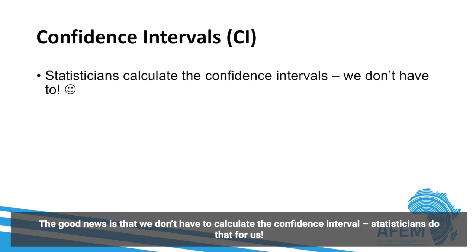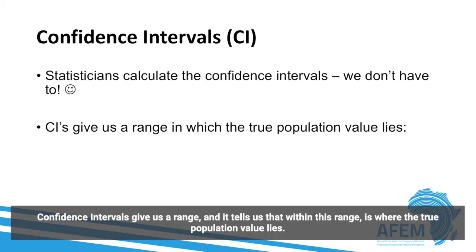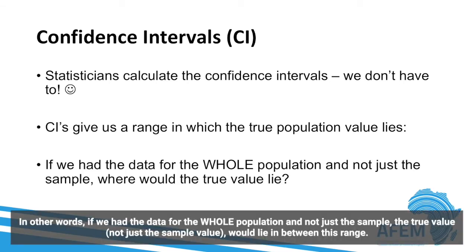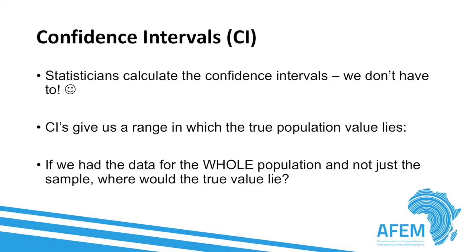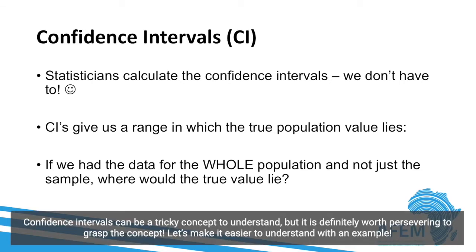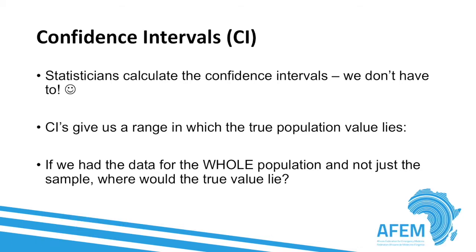The good news is that we don't have to calculate the confidence interval. Statisticians do that for us. Confidence intervals give us a range, and it tells us that within this range the true population value lies. In other words, if we had the data for the whole population and not just the sample, the true value, and not just the sample value, would lie in between this range. Now, confidence intervals can be a tricky concept to understand, but it is definitely worth persevering to grasp the concept. Let's make it easier to understand with an example.